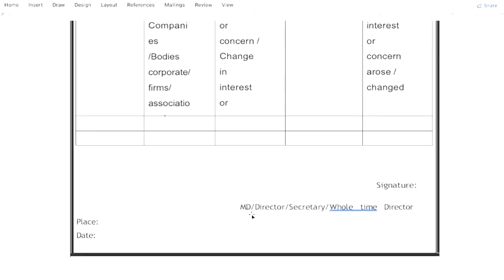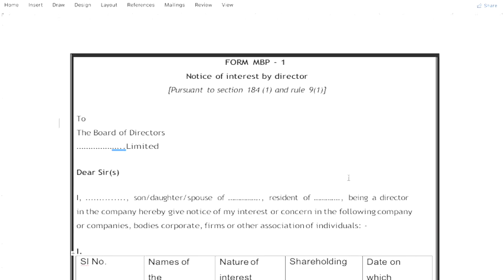And at the end, if he's a director, you have to mention as director, or managing director, only managing director, and put the sign with place and date. And this form MBP-1 has to be submitted at the time of his appointment or in the first board meeting of every financial year or whenever the interest is arising.